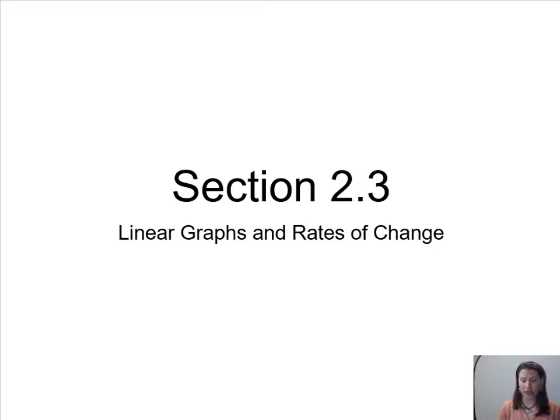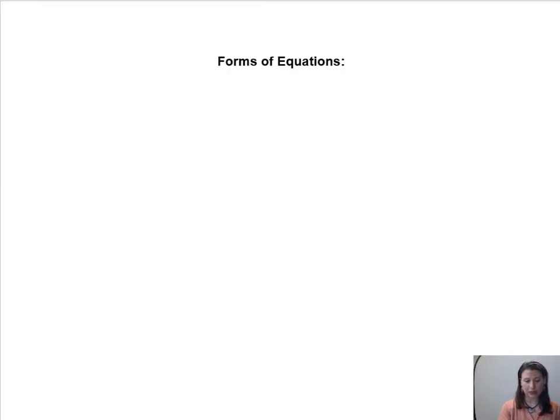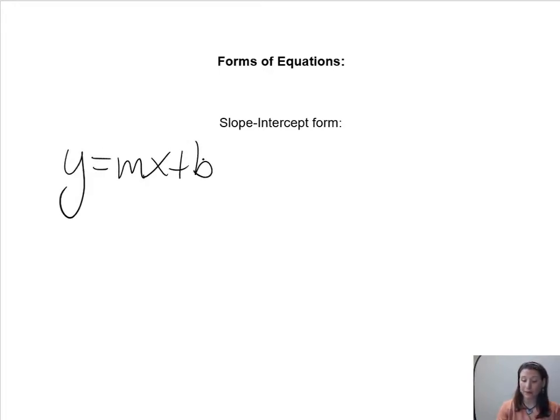So the first thing that we have is forms of equations. Different equations, we have to think about the different types of equations. So the first one we'll talk about is slope-intercept form. Slope-intercept form is y equals mx plus b. Now let's think about what each of those things mean. Again, just kind of a refresher.